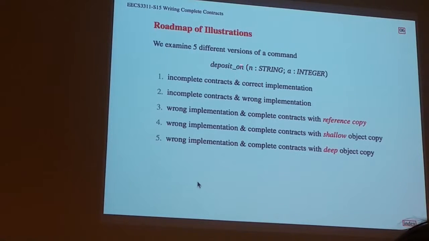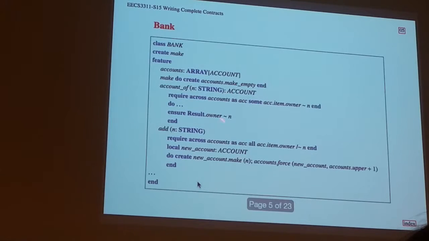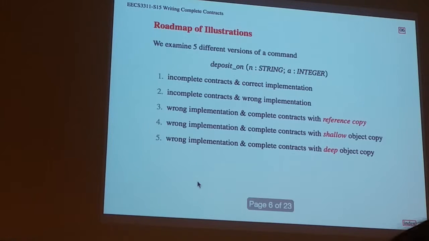Remember, in this case, we have to modify the accounts array, to modify that particular account. But for the post condition to be complete, we want to make sure we don't modify Andrew. That's very important. We're going to show you different cases. In the first case, we show you contracts that are incomplete, but we are lucky because the implementation happens to be correct, so nothing is wrong. However, in the second case, we still have the same incomplete contracts, but now we're not lucky anymore because the implementation is wrong, and there's no warning from the post condition, which is bad.